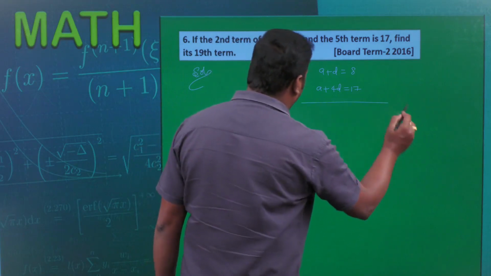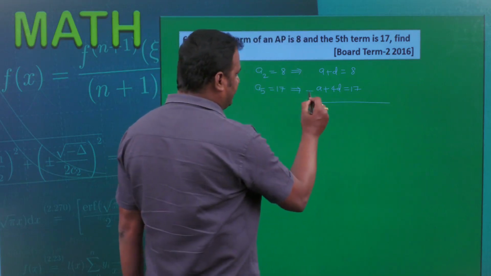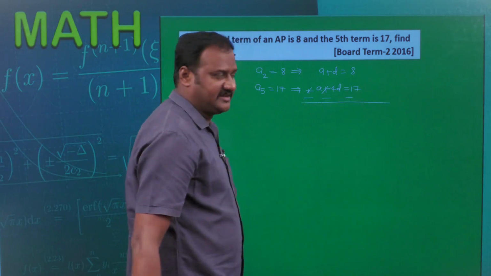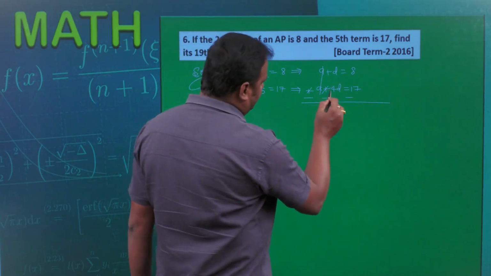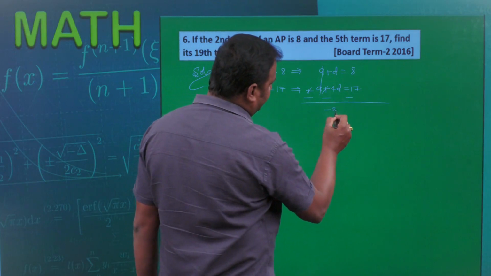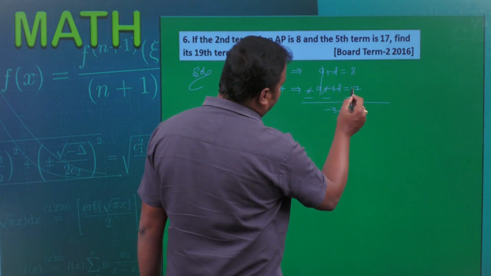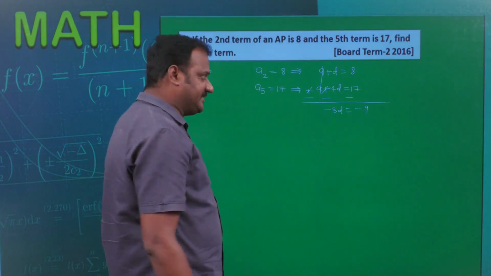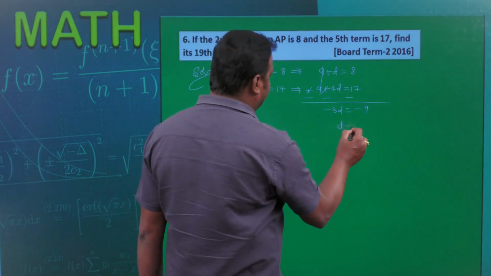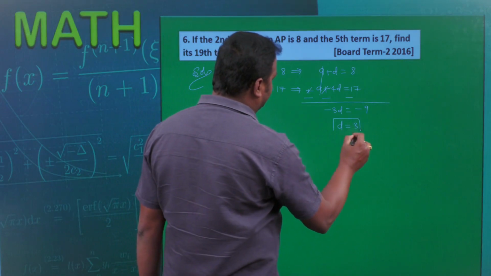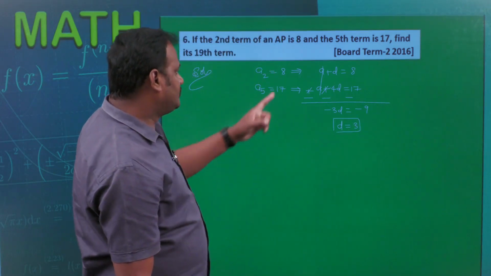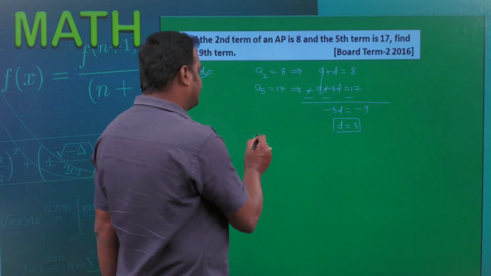For that again, go by elimination method. It was plus, so minus, and here minus, and here also minus. A and A gets cancelled. Minus 4D plus D is equal to minus 3D, equal to minus 17 plus 8 is equal to minus 9. Correct? Minus minus gets cancelled. 3 3s are 9. Therefore, the value of D is equal to 3. Got it?